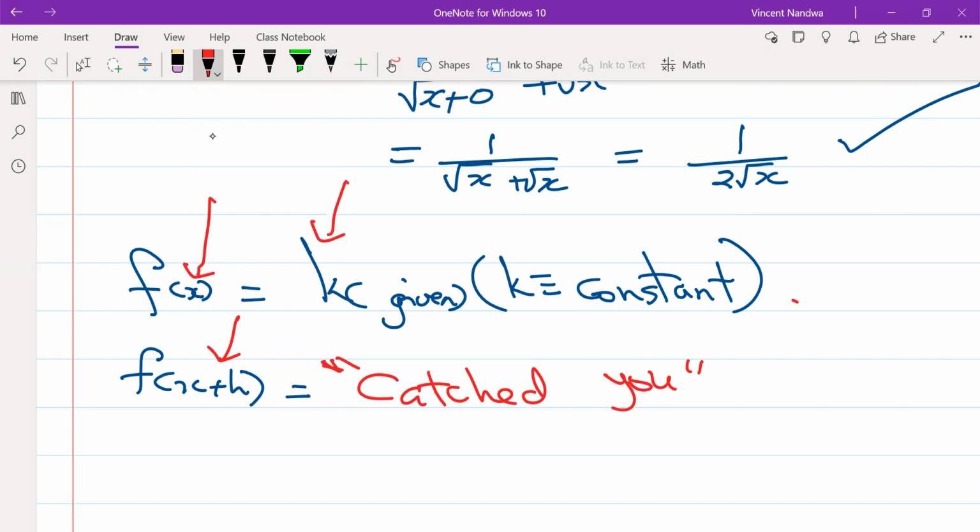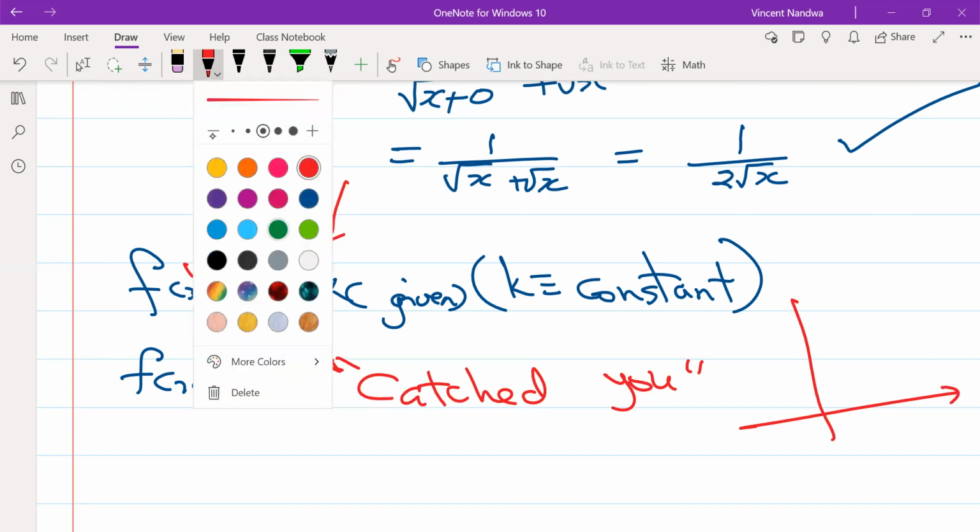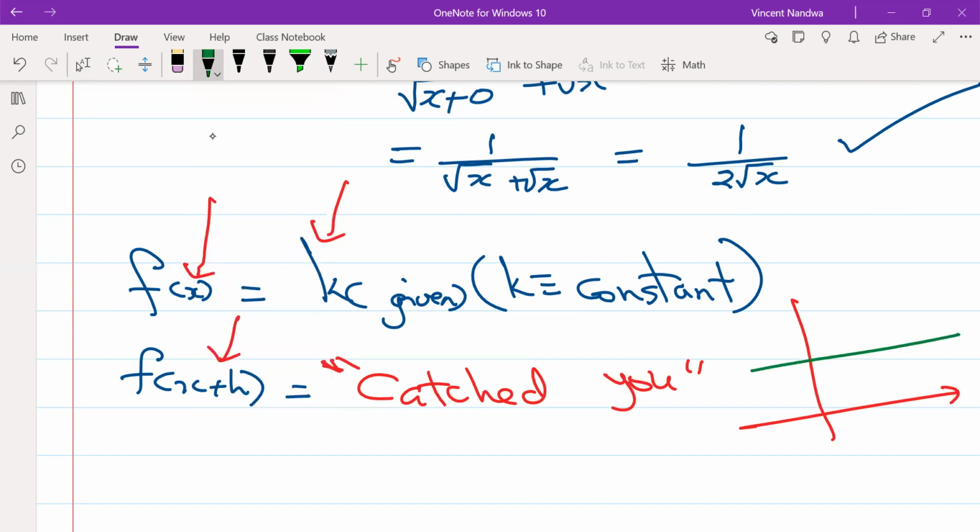You see these constant functions. If I was to draw this graph, there's no change regardless of the value of x or p. So when you give it x plus h, like here was 2, then here is 4. So f of 2 is given by k. What is f of 4?